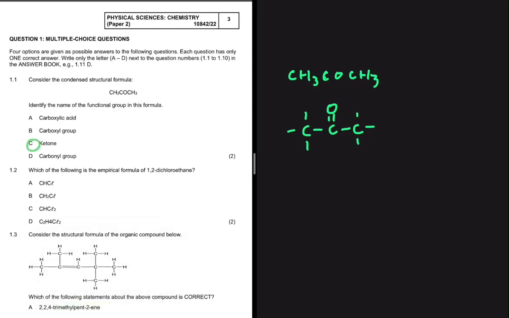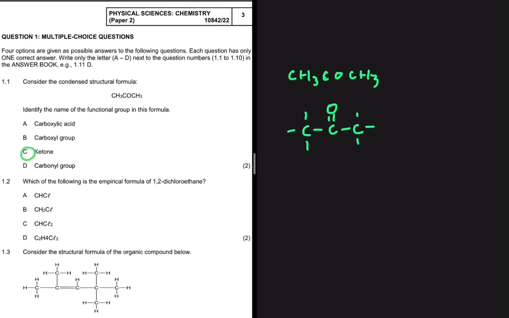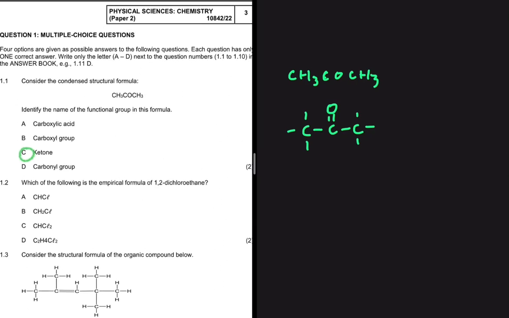No, our answer is actually not C. The question is asking us to identify the name of the functional group. So even though this is a ketone, the answer is actually D, because the name of the functional group of ketones is carbonyl. So our answer is D for 1.1 and not C.